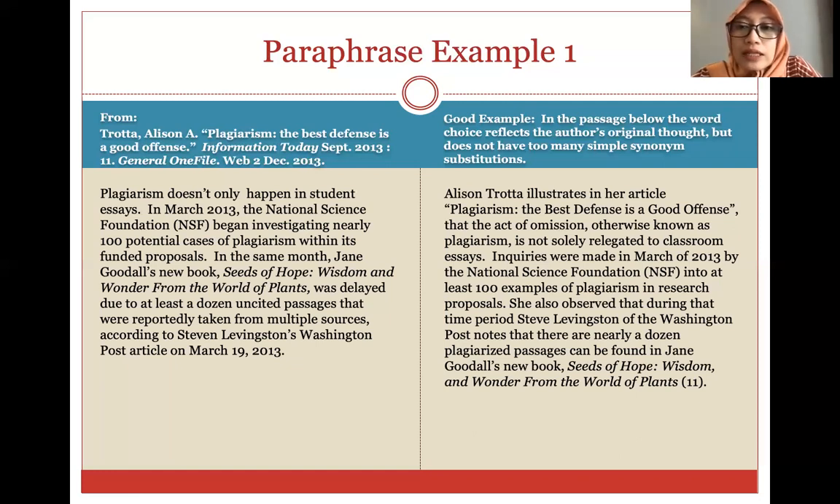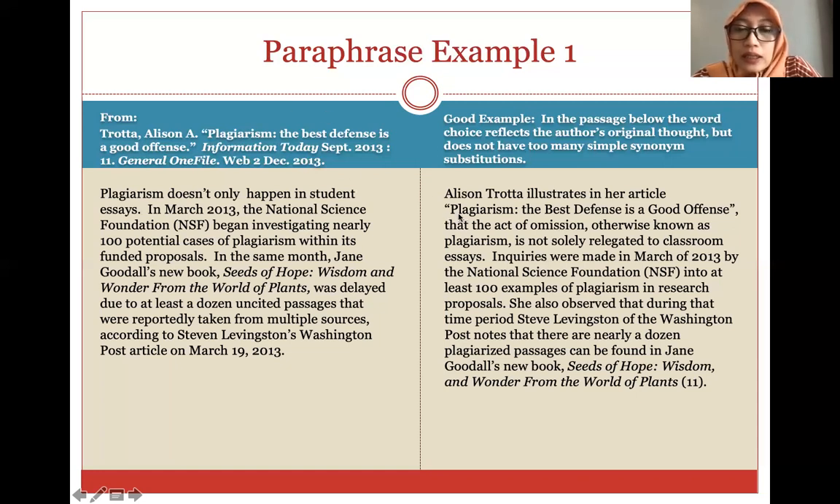Nah, the first sentence of the new version of this passage, dia attach the name of the author ya. Jadi di sumber aslinya tidak ada siapa penulisnya kecuali di judulnya. Nah, kita ambil ternyata ditulis oleh Alison Trotta. Kita cantumkan di penjelas kalimat pertama ya. So Alison Trotta, what does she do? She illustrates in her articles. Kita taruh what is the title of the article ya, plagiarism bla bla.